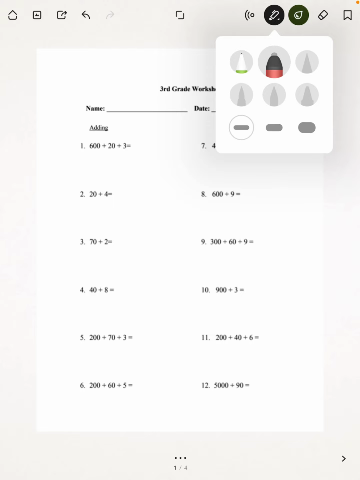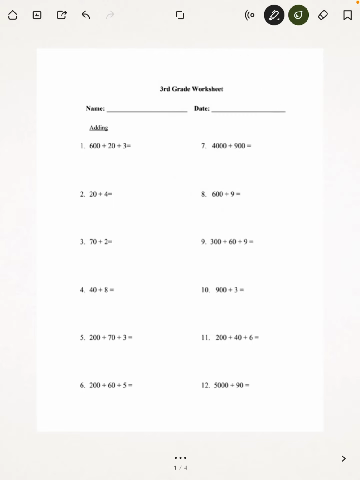Hello, my name is Roy and I'm on the third grade worksheet. Okay, so it's adding multiple numbers.